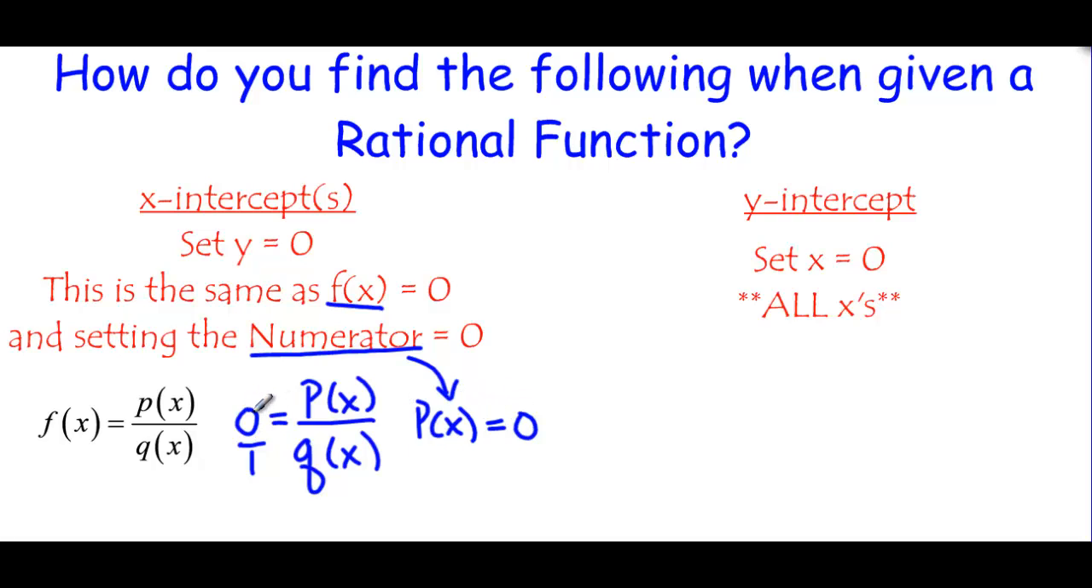You could always substitute 0 in for y and cross multiply, but you're always going to end up with the numerator equal to 0. And the biggest mistake I see with y-intercepts is that students forget to set all of the x's equal to 0. They just look at the numerator, they don't look at the denominator for the x's. So remember, anywhere you see an x, you're going to substitute in 0 and then solve for your y, or in this case, f of x.